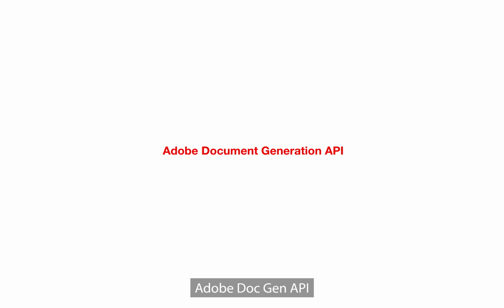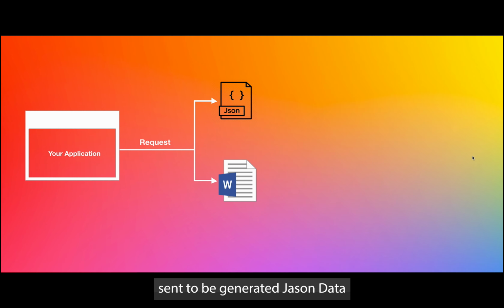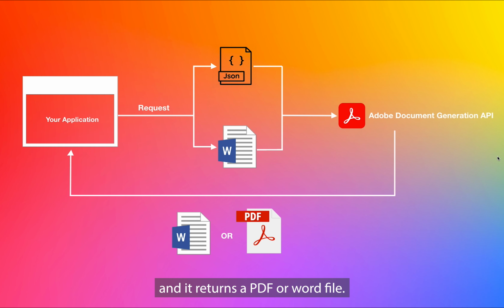Adobe DocGen API is a cloud-based service that allows you to design and create document templates in Microsoft Word and dynamically generate documents that output as PDF or Microsoft Word format. When a document is sent to be generated, JSON data and a template are passed to Adobe DocGen APIs and it returns a PDF or Word file.